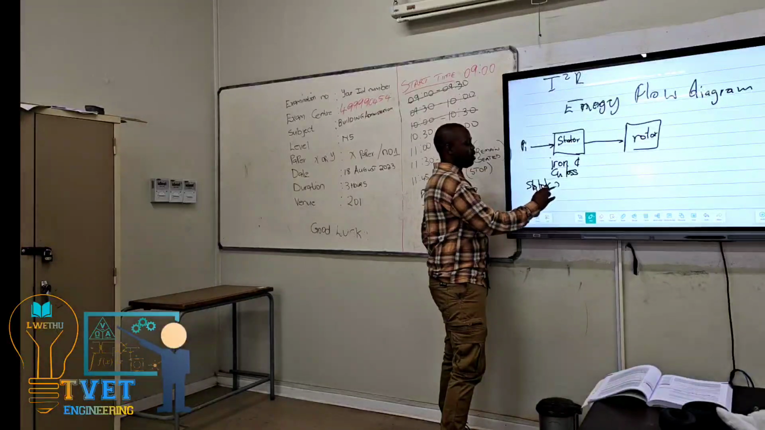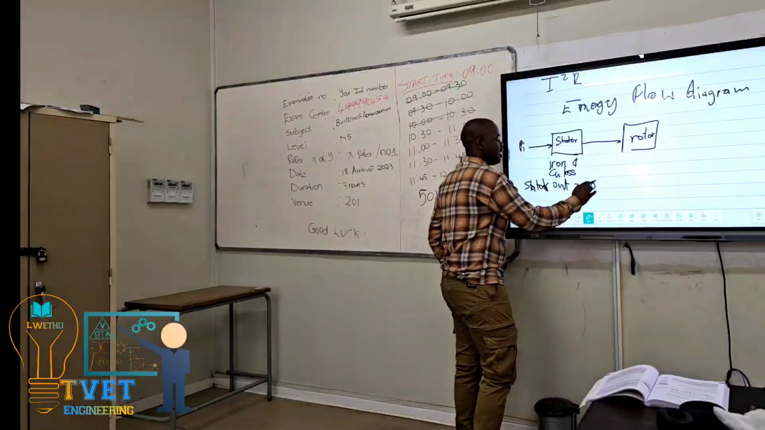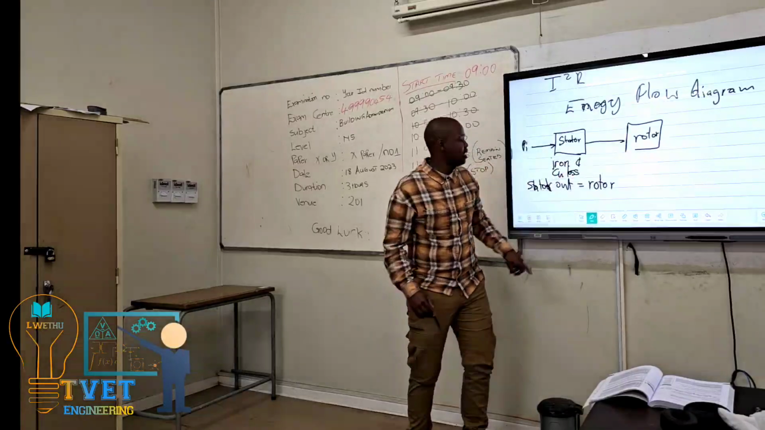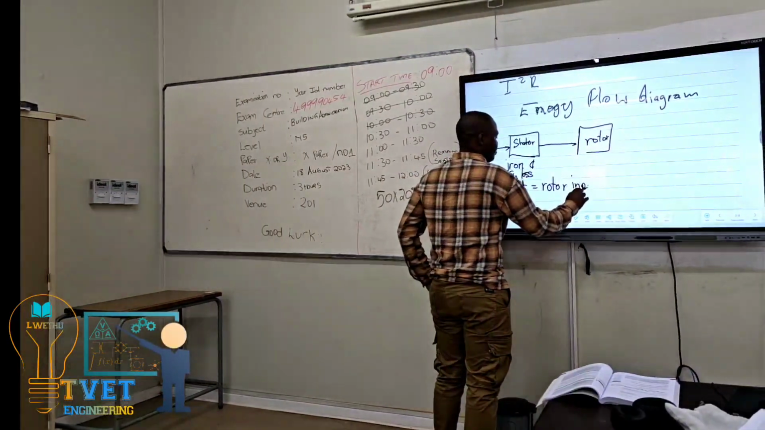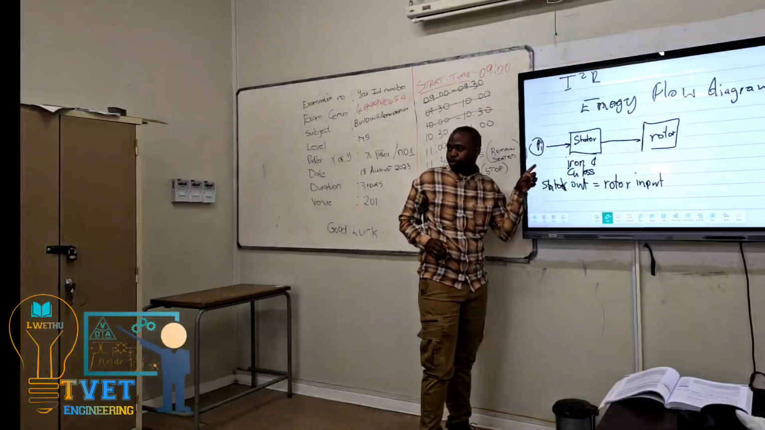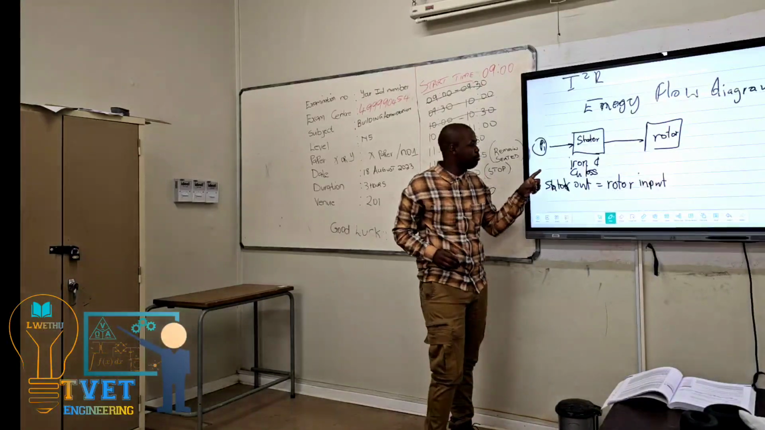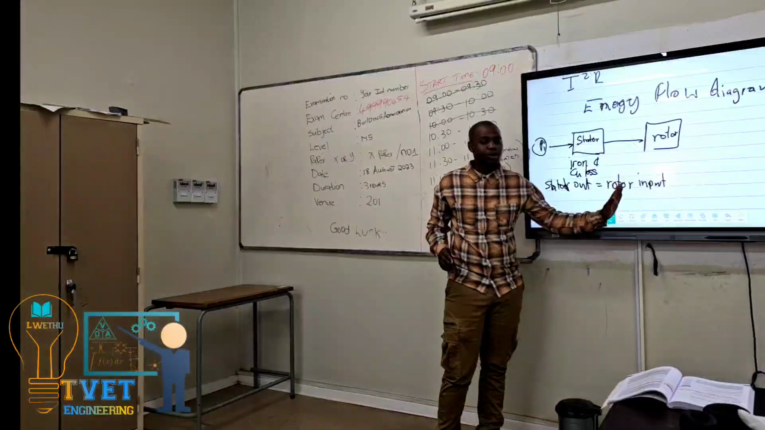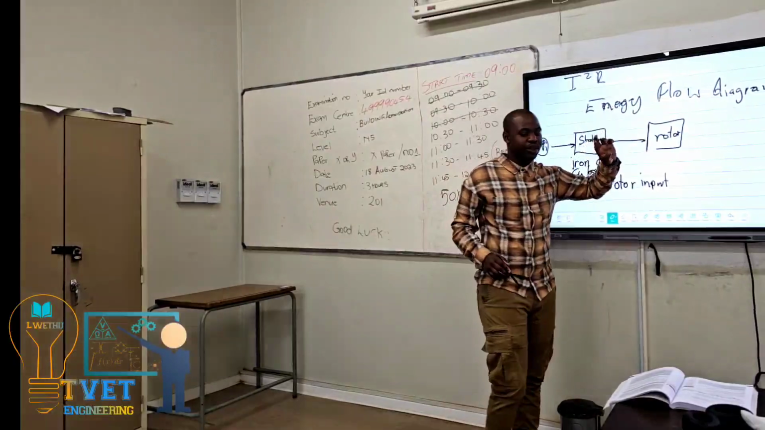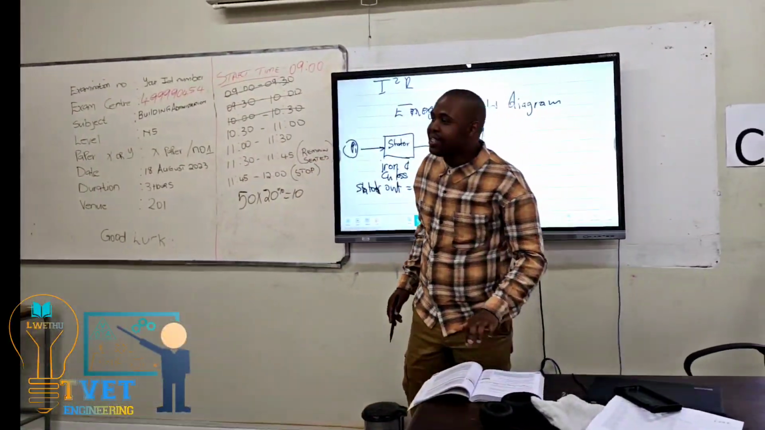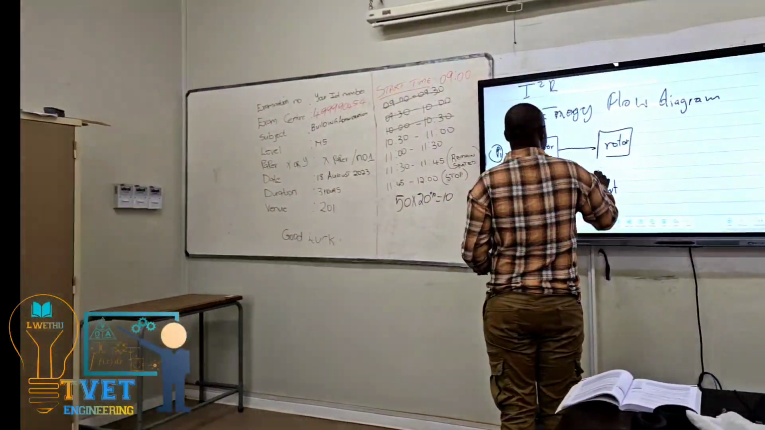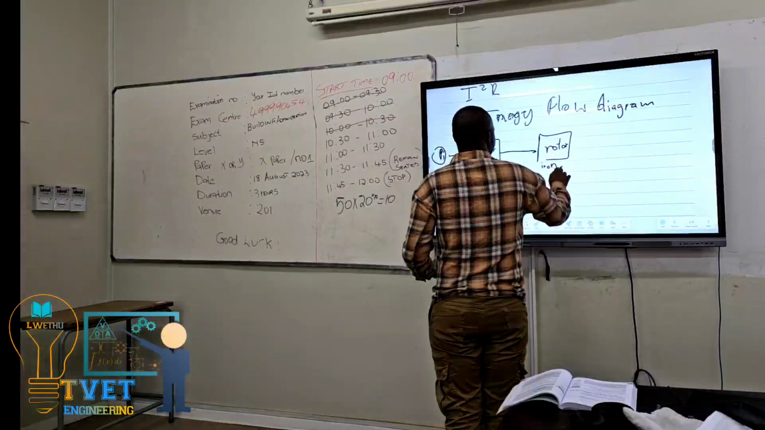Stator output is equal to rotor input. And in the rotor again, there are two losses: iron loss and copper loss.